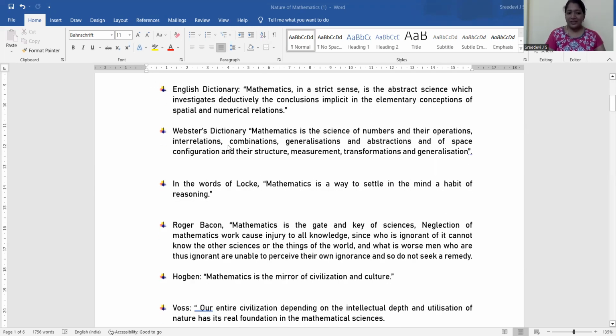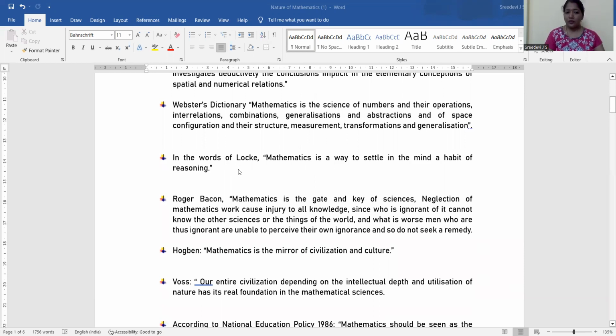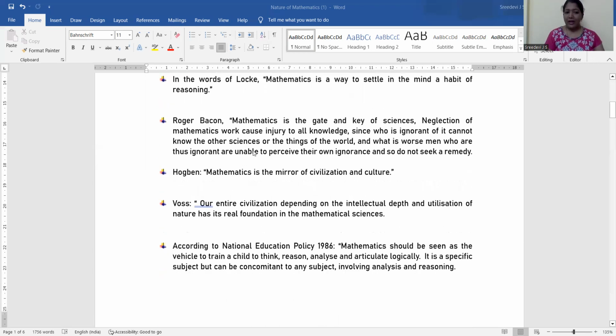Then, Webster's dictionary said, mathematics is a science of numbers and their operations, interrelations, combinations, generalizations, and abstractions, and of space configuration and their structure, measurement, transformation, and generalization. See, I must say the keywords you can utilize so that it will be remembered by you. Okay. Then, in the words of Locke, mathematics is a way to settle in the mind a habit of reasoning. Then, according to Roger Bacon, mathematics is the gate and key of sciences.